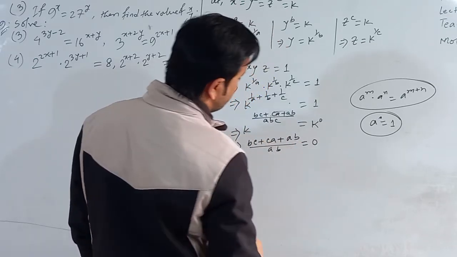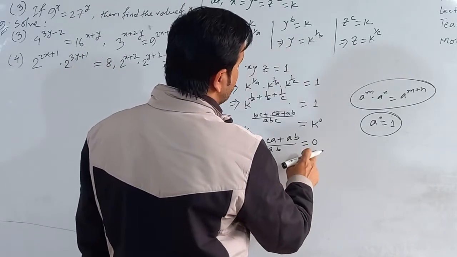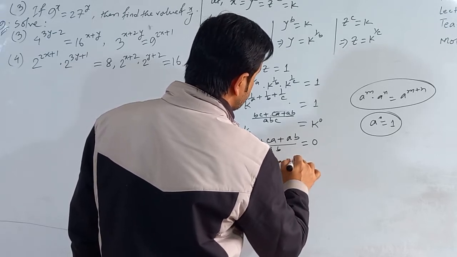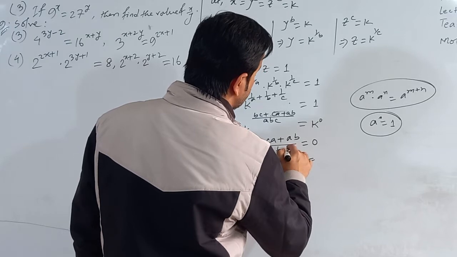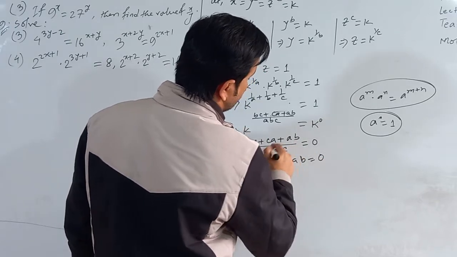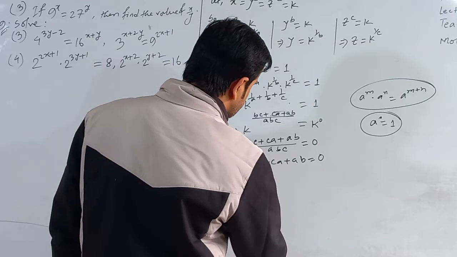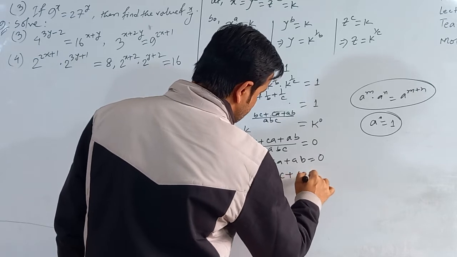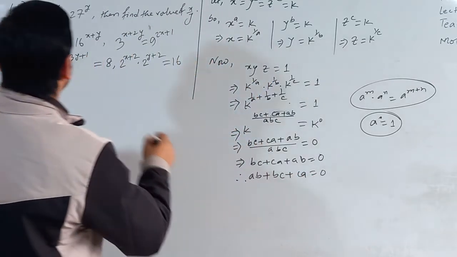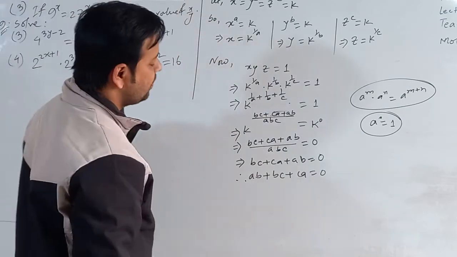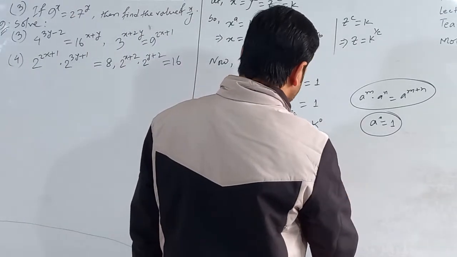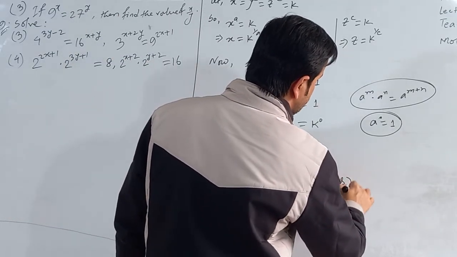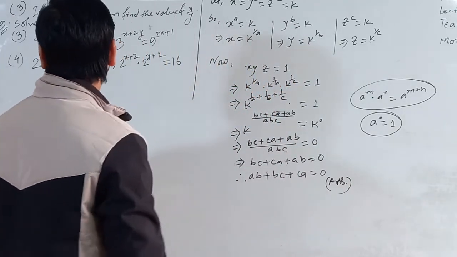So now do the cross multiplication, you will get here 0 means 0 by 1. This is BC plus CA plus AB is equal to ABC into 0 means 0. Now we can write here, therefore AB plus BC plus CA, that is equal to 0. What is the question? Find the value of AB plus BC plus CA. So we have determined the value, therefore the required value is 0. We can write here, this is our answer of question 2 of 8.